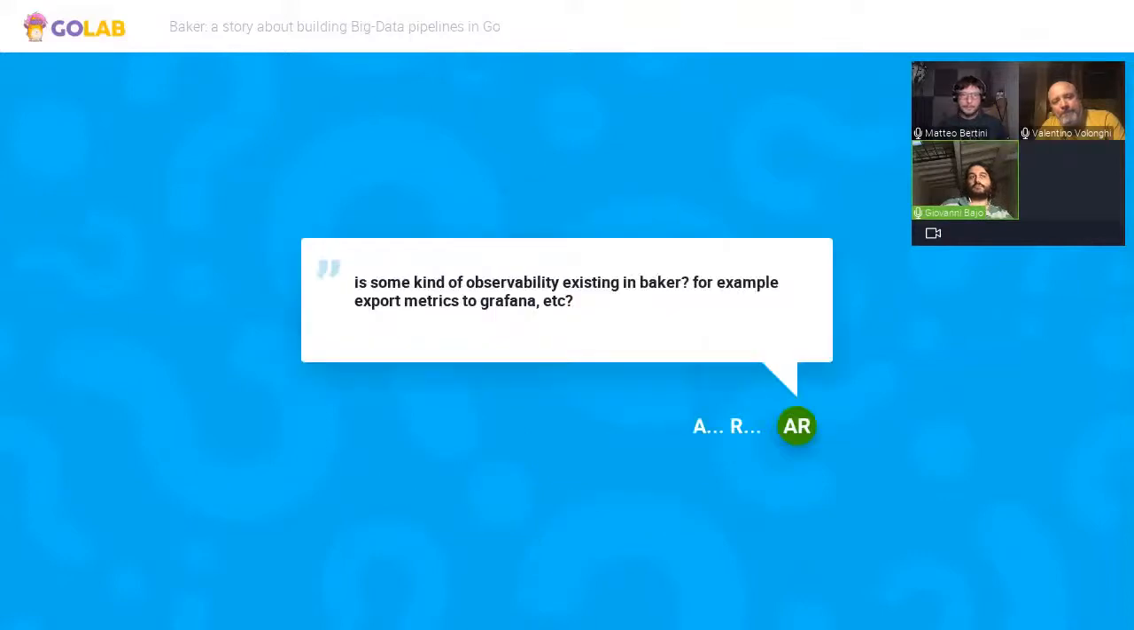Okay, we have a first question. Is some kind of observability existing in Baker, for example, exporting metrics to Grafana or stuff like that?